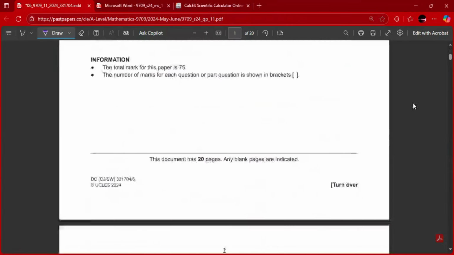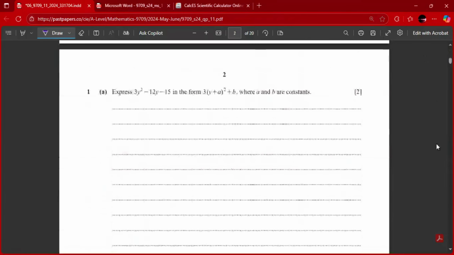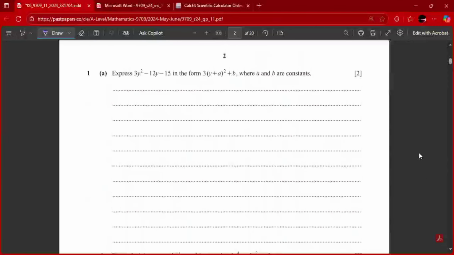So let's begin. The first question is usually related to quadratic equations. This one is quite simple. It's 2 marks. Let's solve this. 3y squared minus 12y minus 50.